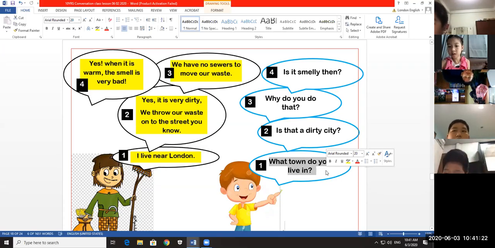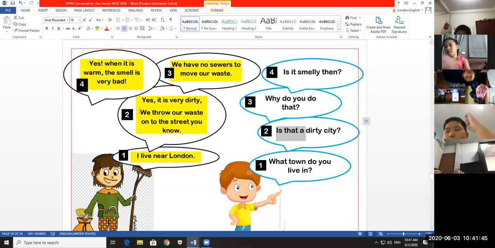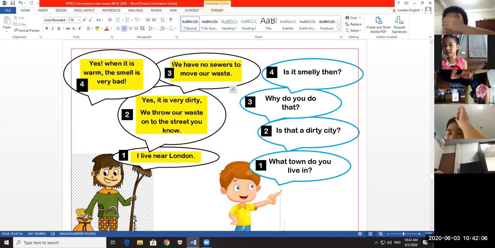Tiger: What town do you live in? Calcla, have a look and then close your eyes. Calcla: I live near London. Tiger: Is that town dirty? Calcla: Yes, it is very dirty. We throw our waste. Tiger: Why do you do that? Calcla, have a look if you need to, for 5 seconds, and then close your eyes.